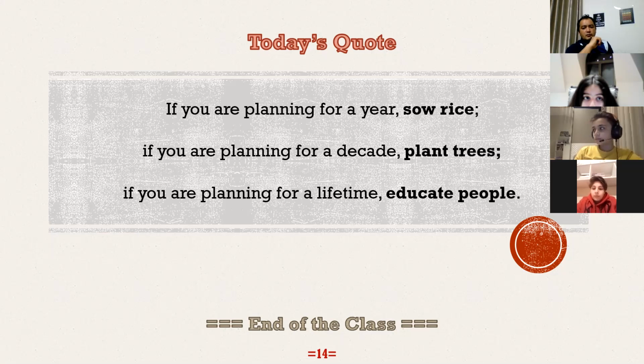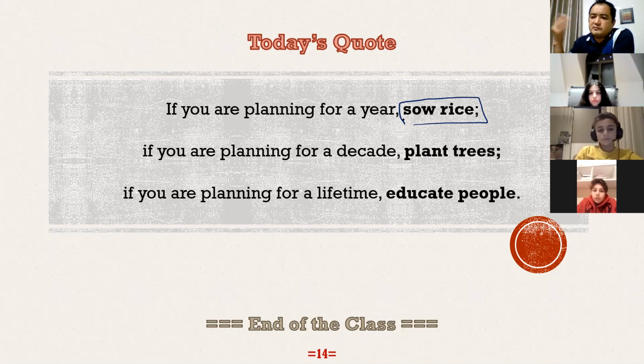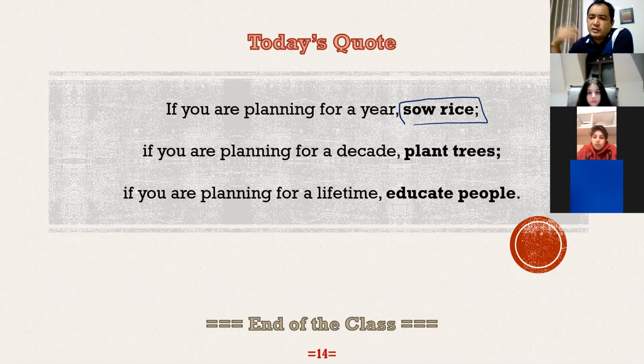Very meaningful quotes, because if you sow rice, for example, maybe it takes 4 months, 5 months, and after that you can collect rice, eat it, and finish. And again next year you have to sow again. And it says that if you are planning for a decade, so you have a plan for 10 years, decade means 10 years, right? Plant trees.